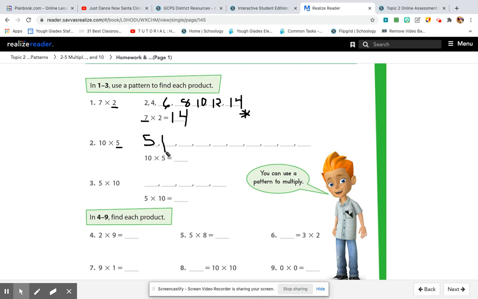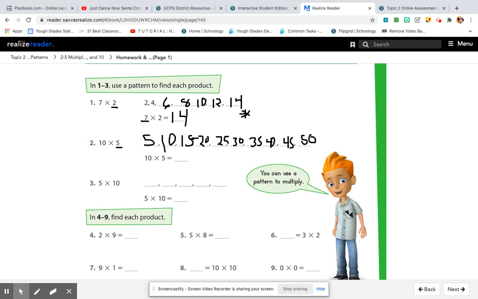5, 10, 15, 20, 25, 30, 35, 40, 45, 50. Now, how did I know I was going to skip count by 5s?